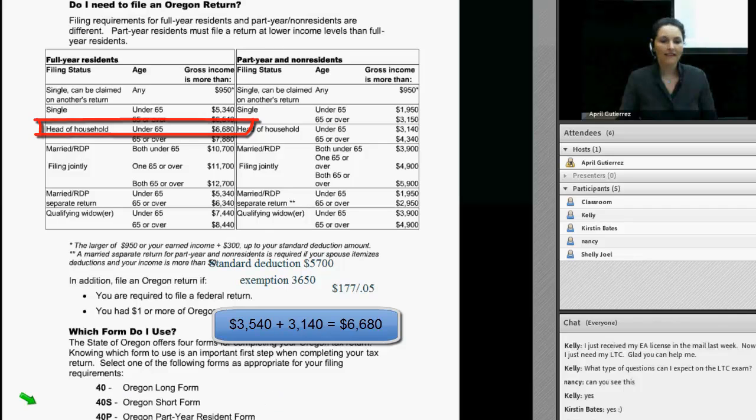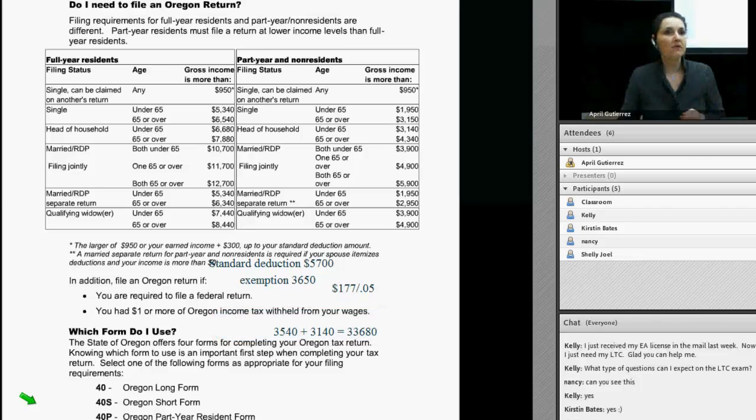They've essentially taken the personal exemption amount, divided it by the lowest tax bracket of 5%, and that gives you a number, 3540. They then add that to the standard deduction for head of household, and you now have the filing requirement for head of household. Now you can apply that same formula to all other filing statuses, but you're always off by up to $100.